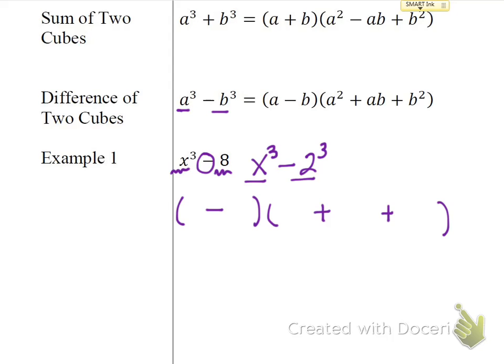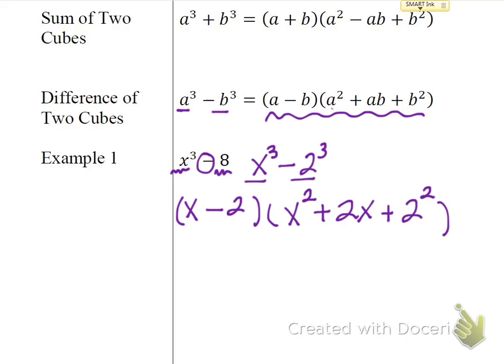So if you look back up at your difference of cubes up here, the very first small parentheses is just the bases. So it's just x and 2. My first blank in the big parentheses is the first base squared. So that's going to be x squared. And my last blank is the second base squared. So that's going to be 2 squared. And then my middle is both of the bases multiplied together. So x times 2, which gives me 2x.